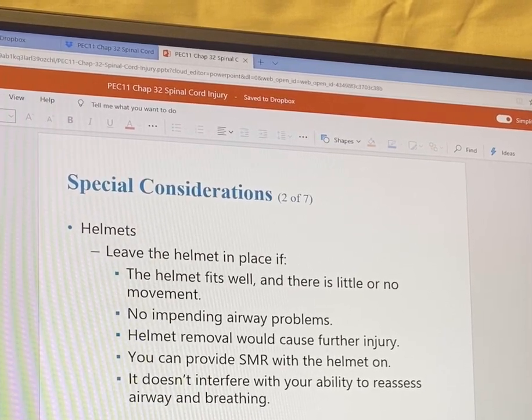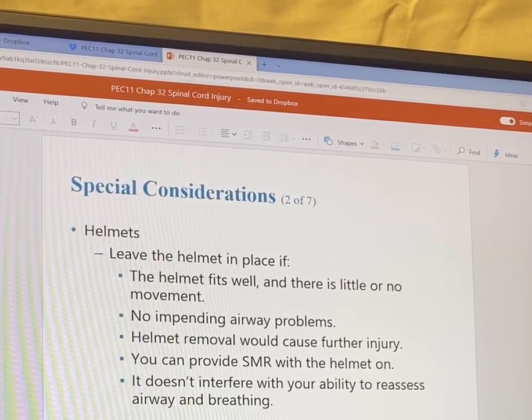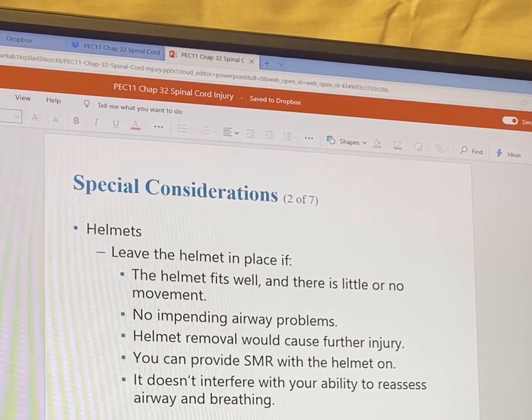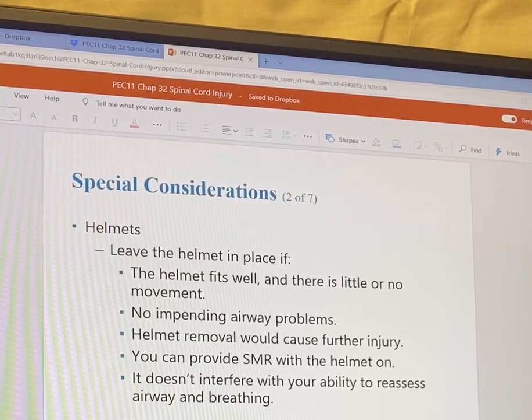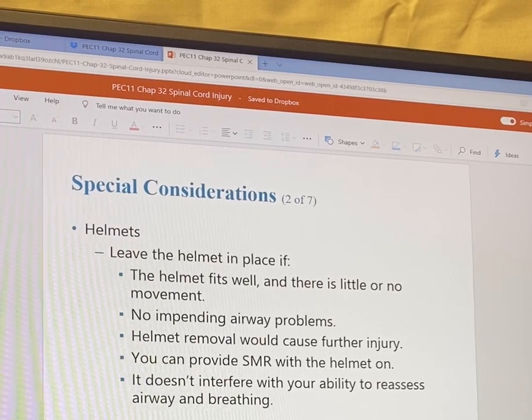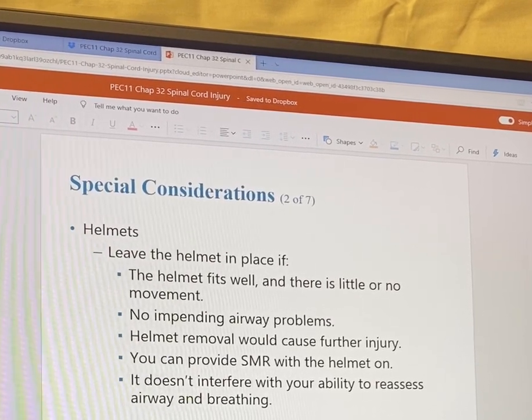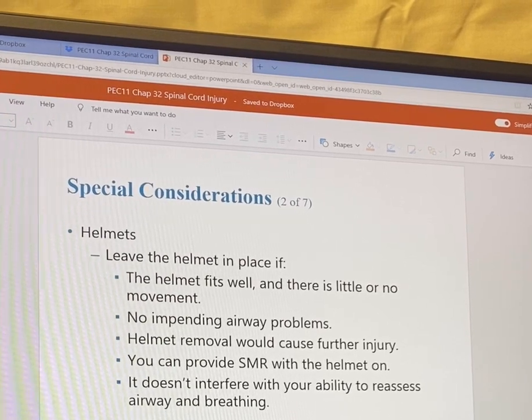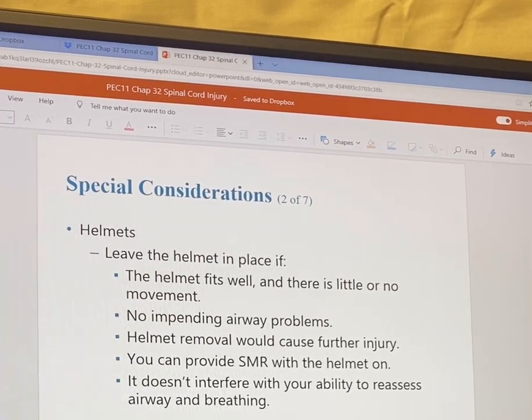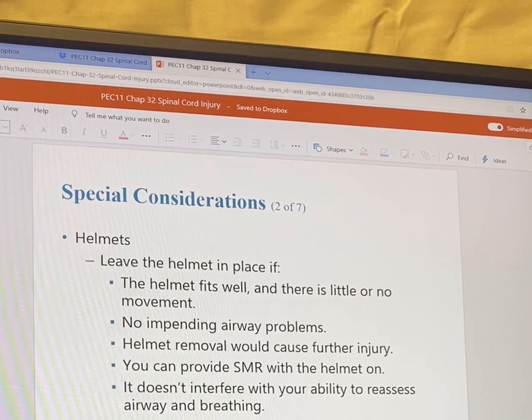So, helmets: leave the helmet in place if it fits well and there's little to no movement. You do not see any impending airway problems. Removal could cause further injury. You can provide spine motion restriction with a helmet on. It does not interfere with your ability to reassess airway and breathing.